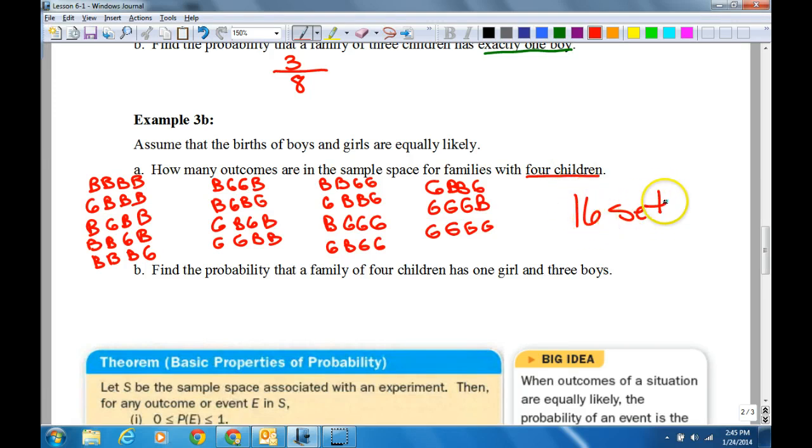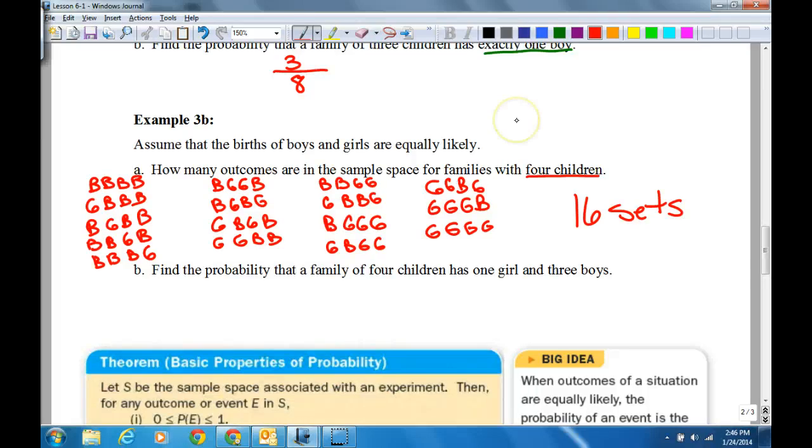Girl, boy, boy, girl is on there twice. No, that's G, B, B, G there. Girl, boy, boy, girl. And then on the top, girl, boy, boy, girl. Yeah, you have it twice. No, that's girl, boy. This is girl, girl, boy. I missed this one. I only have 15. Girl, boy, boy. Girl, boy, girl, boy. I only have 15.